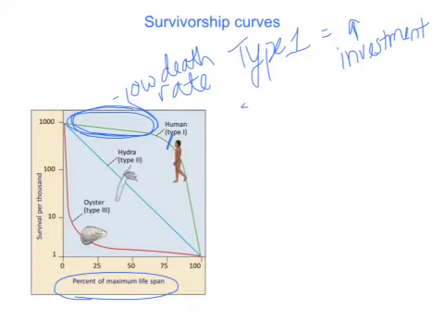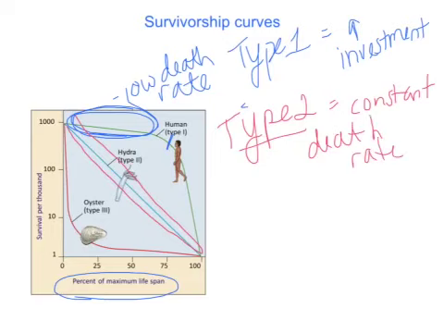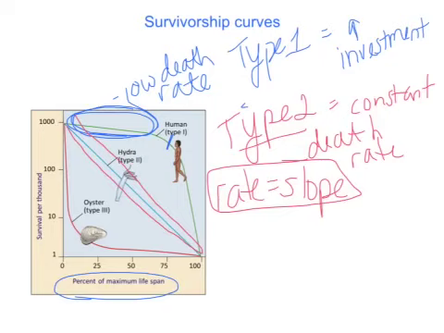There's a type 2 survivorship curve. A type 2 survivorship curve is pretty steady. You can see it going down here. It's pretty steady, which tells you that I've got a relatively constant death rate. Something that you guys are going to need to remember for this class, something you know from algebra, is that rate is equal to slope. You have got to remember that rate is equal to slope. And so I have a relatively constant slope here, which means I have a relatively constant death rate.